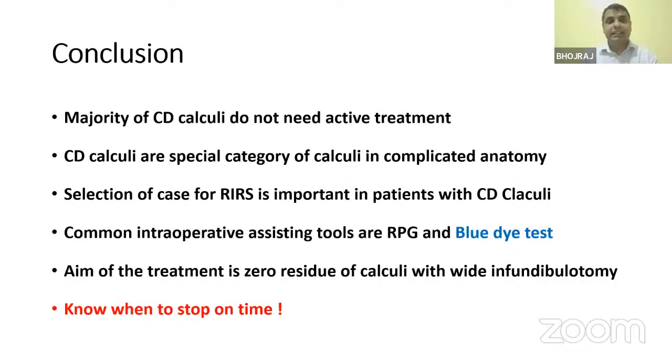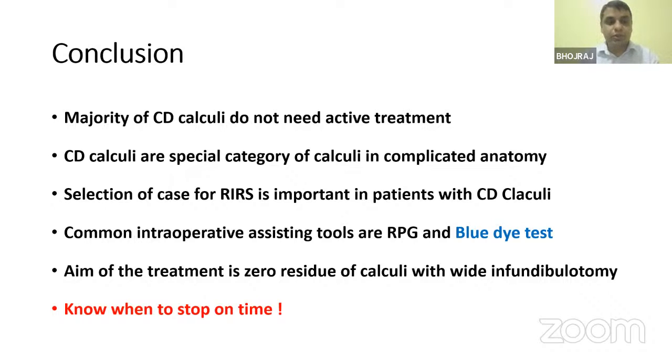Majority of the calyceal diverticular calculi do not need active treatment. Keep in mind that calyceal diverticular calculi are a special category of calculi in complicated anatomy. Selection of the case for RIRS is important in patients with CD calculi. Keep in mind that all patients with calyceal diverticular calculi are not for RIRS. Common intraoperative assisting tools are retrograde pyelogram followed by a bluish bridge test. The aim of the treatment is zero residue of calculi with wide infundibulotomy.